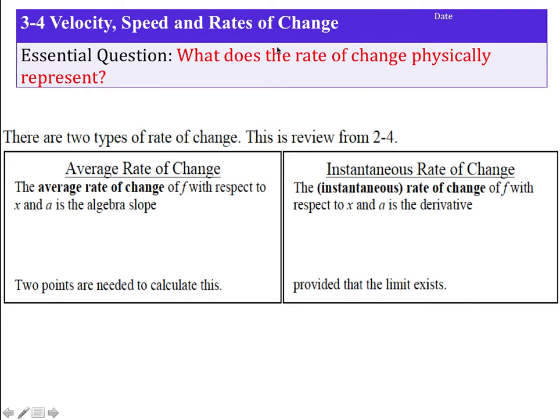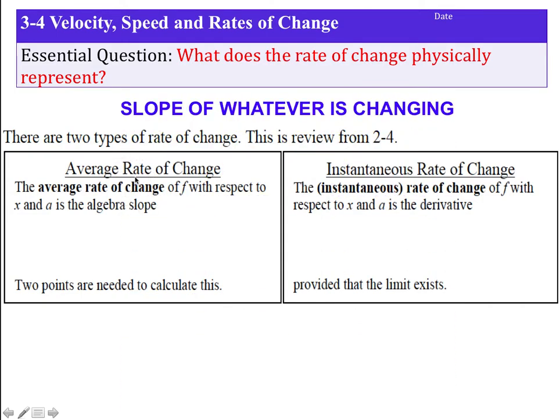So rate of change, if you remember back to chapter 2, section 4, we had this term called average rate. And average rate, as we discussed, means algebra slope. So if we look at the word rate, then we know average means algebra. Rate has got to be slope. So the average rate is the slope of whatever is changing. A lot of times we look at this graphically, and we have to decide what the axes are.